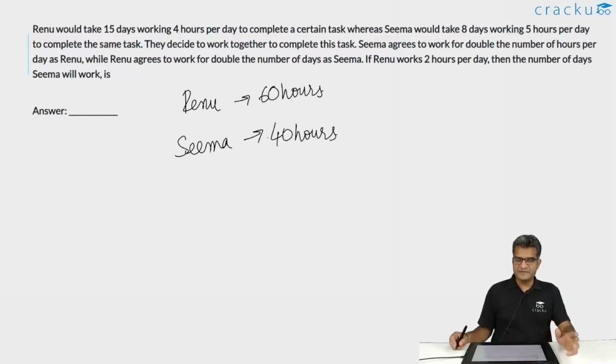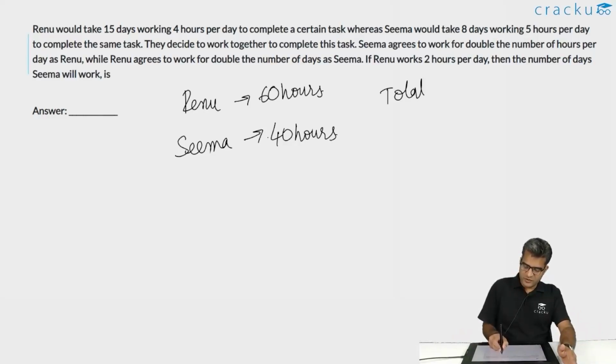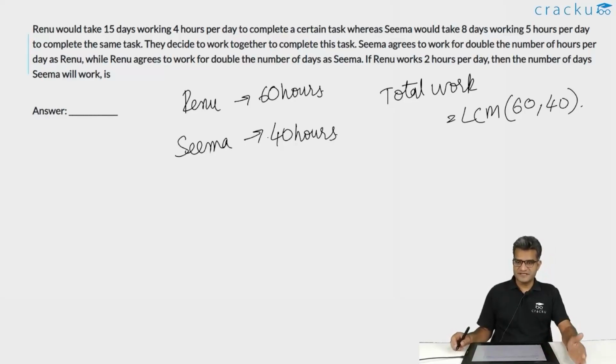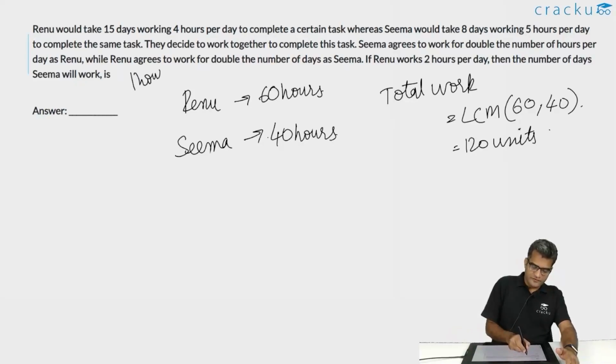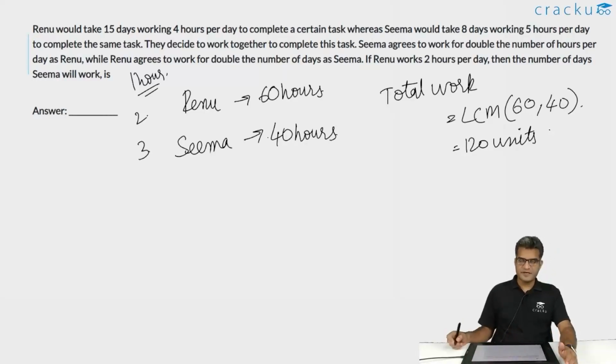We don't want to compare the time that they take. So let us assume we want to compare their efficiency, that is how much work that they do every hour. So let us assume that the total work that they need to do is the least common multiple of 60 and 40. We can assume this to be any number. If it is a multiple of 60 and 40, it becomes easy to calculate. So let us assume that this is 120 units. So in 1 hour, the amount of work done by Renu is 120 divided by 60, which is 2 units of work. The amount of work done by Seema is 120 divided by 40, which is 3 units per hour.